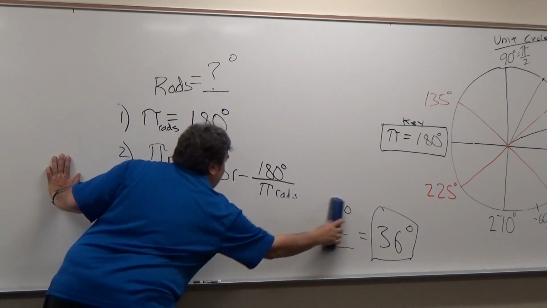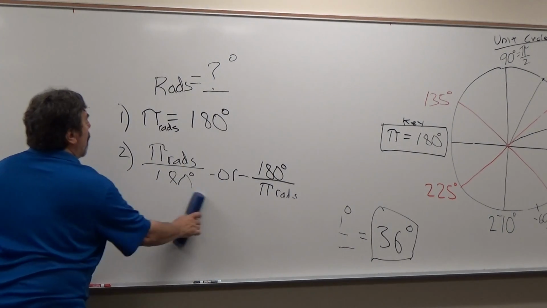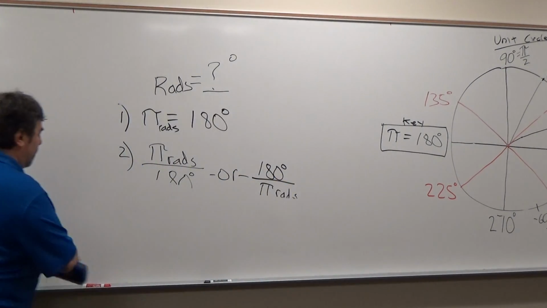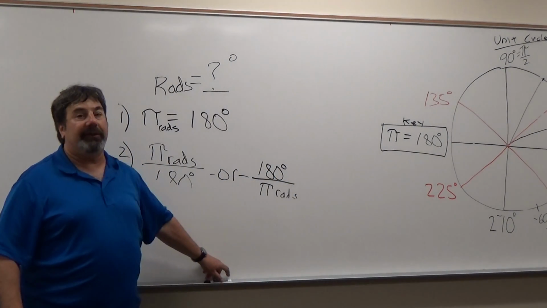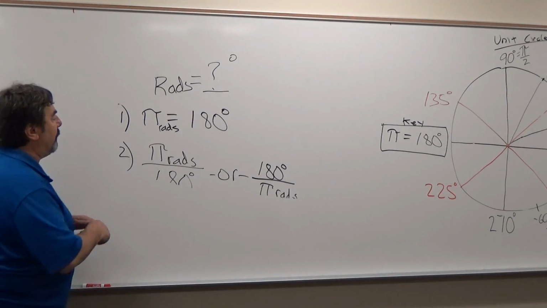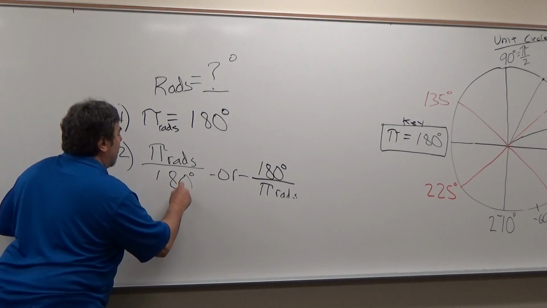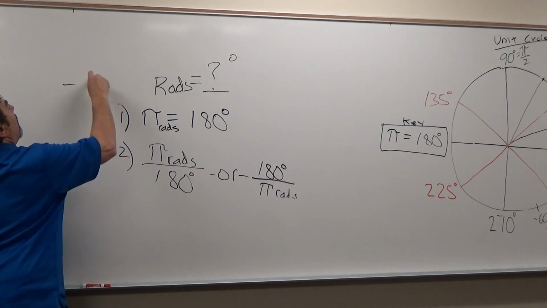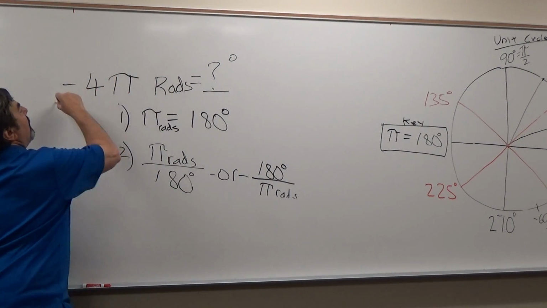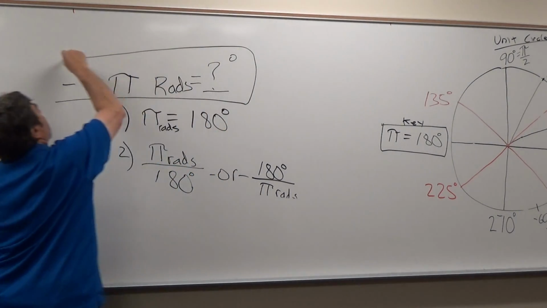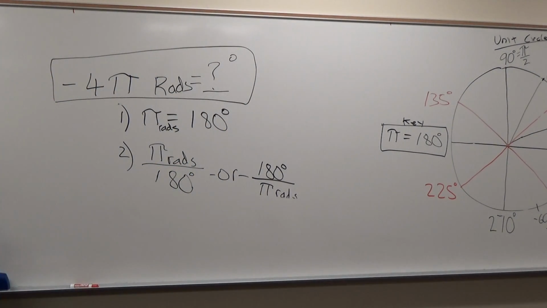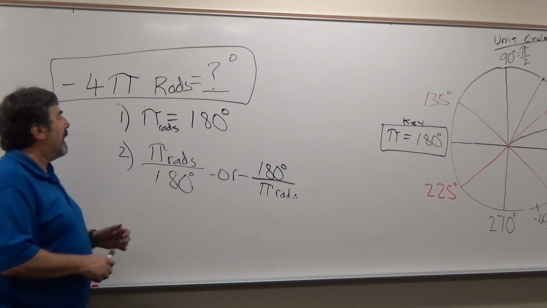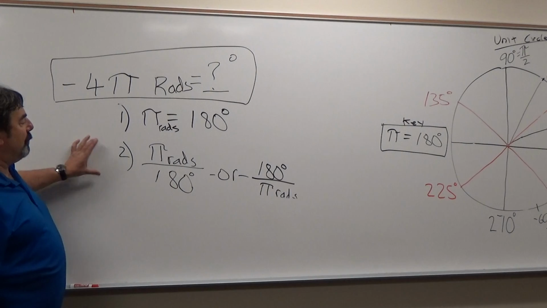I'm going to leave the first two steps up since they're always the same. It doesn't matter which way we're going, whether from degrees to radians or radians to degrees, the first two steps are always the same. So we have negative 4 pi radians, and we're going to convert that to some number of degrees. That's our problem right here. We don't know what that is. So we start out the same way with the same first two steps.